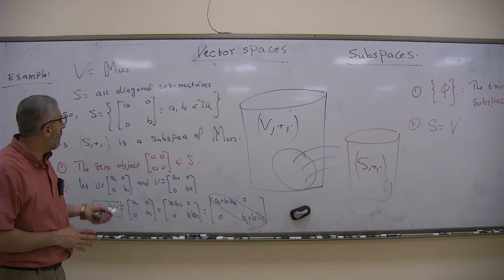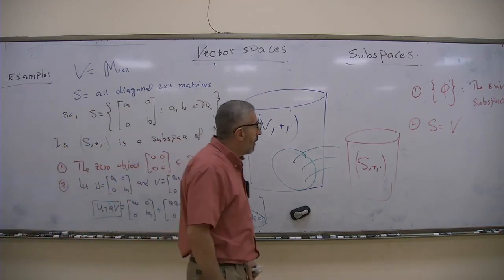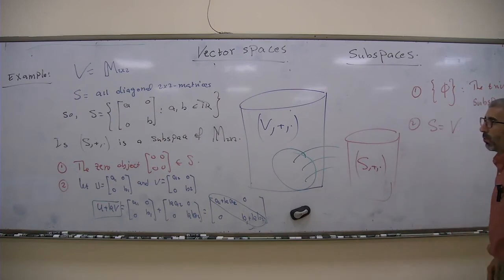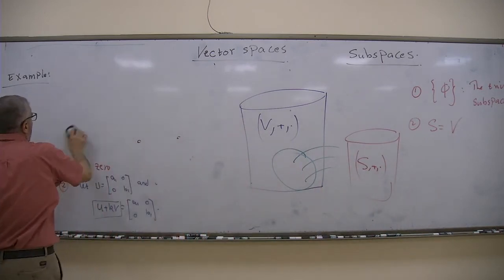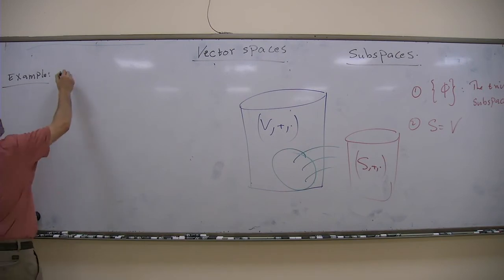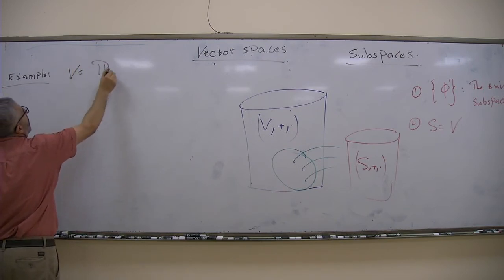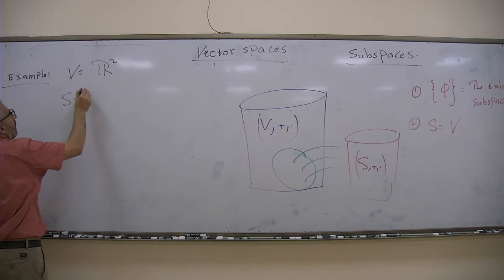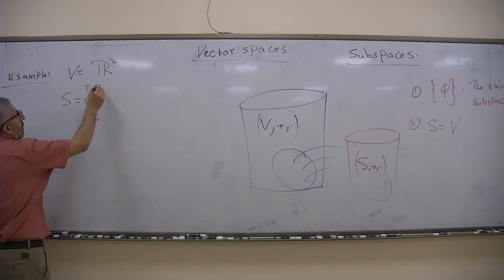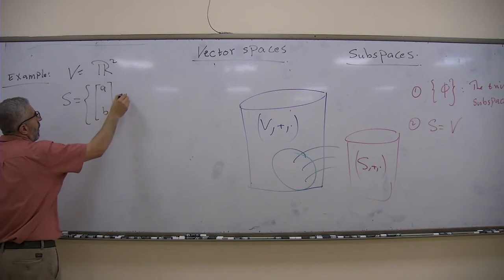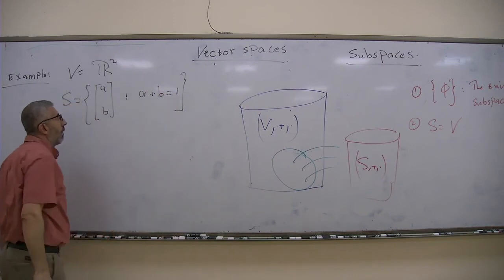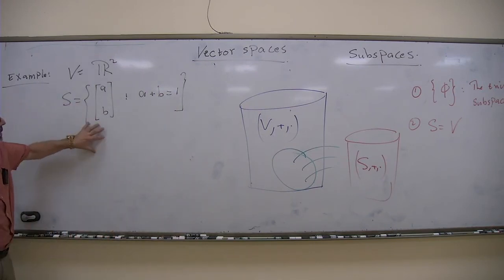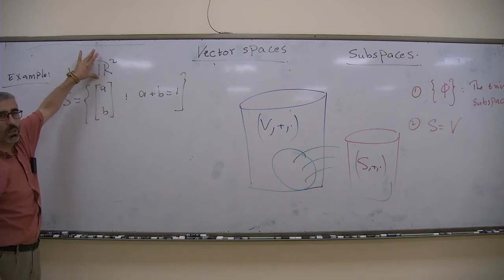Okay, I gave you some examples of subspaces. Can we take an example in which it is not a subspace? So let me go back and change this one and see. Take V to be R2. Take S to be (a, b) such that a plus b is 1. This set belongs to this vector space.